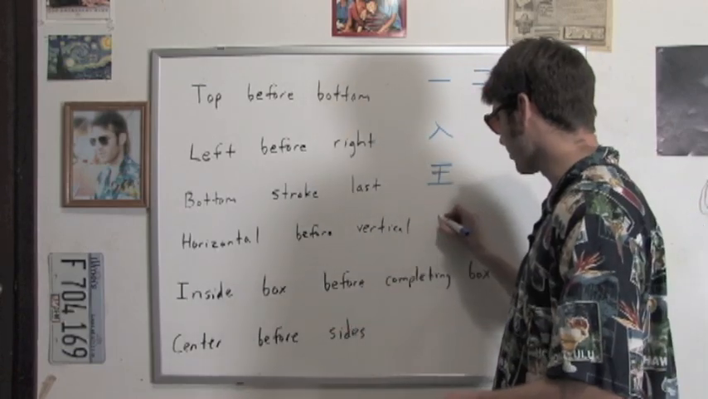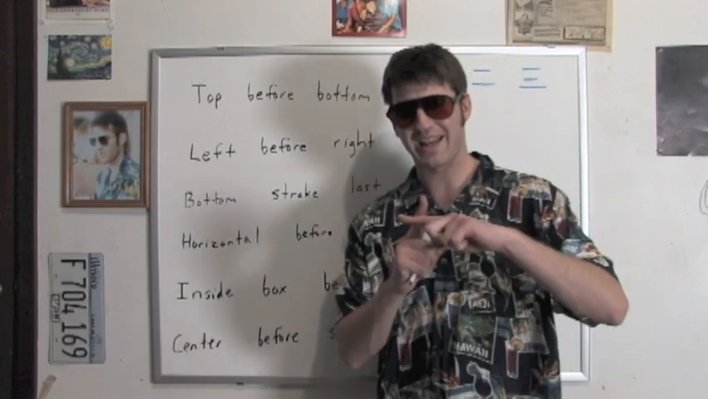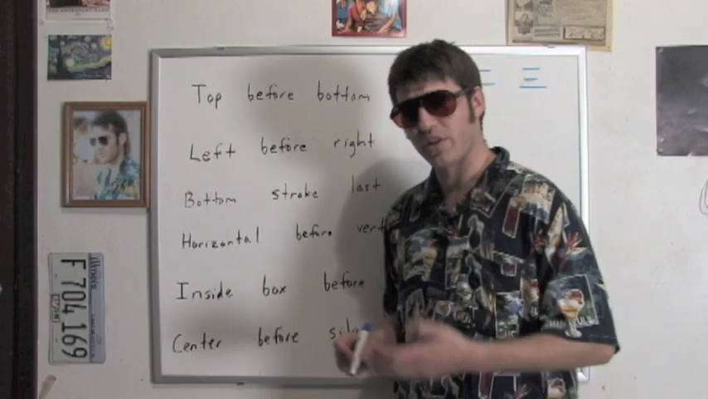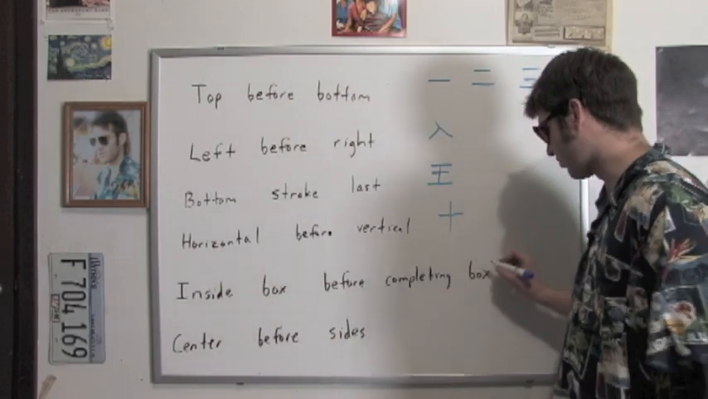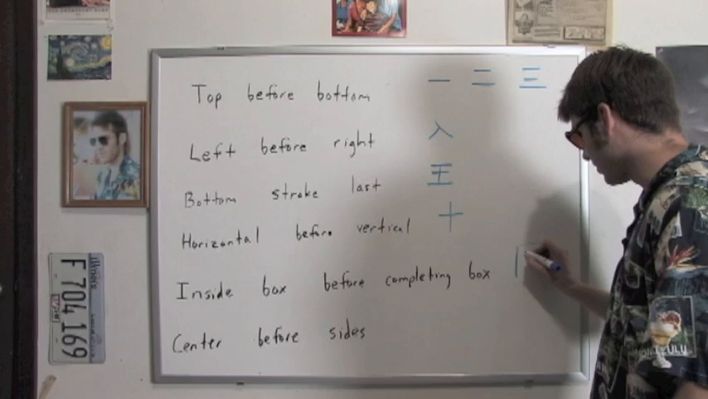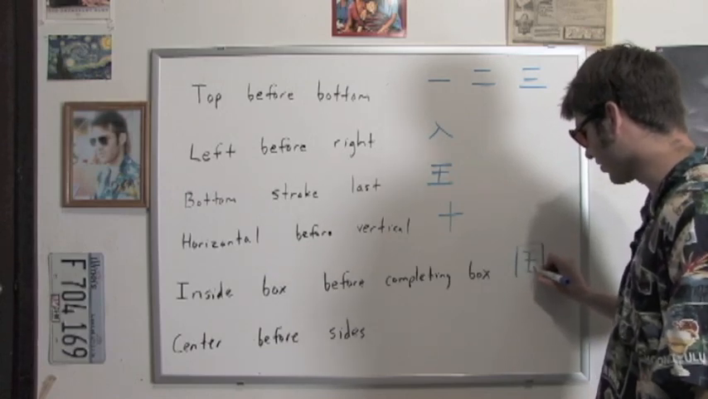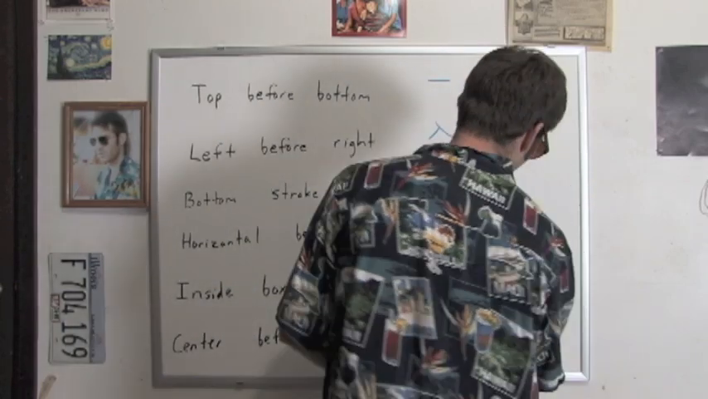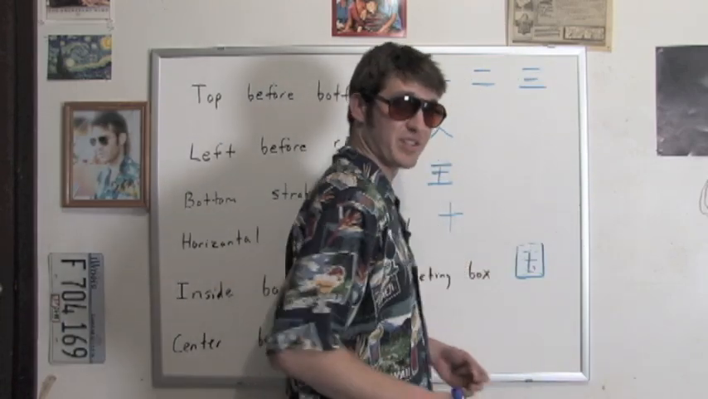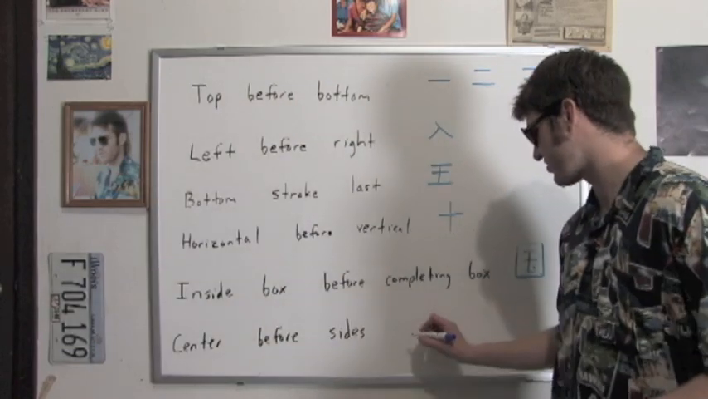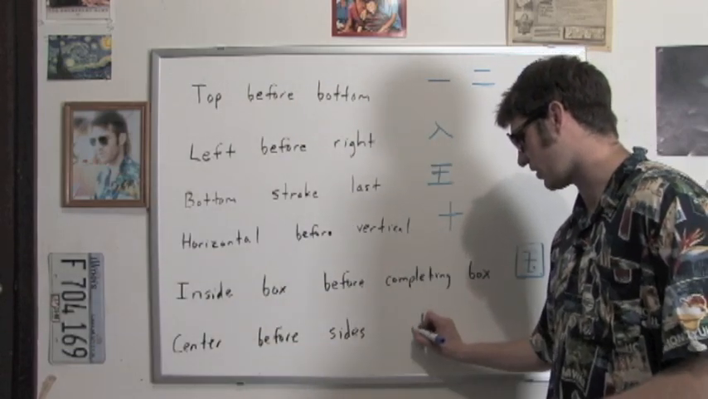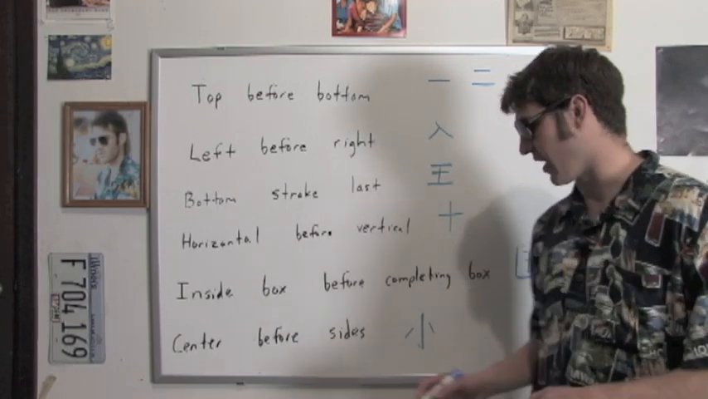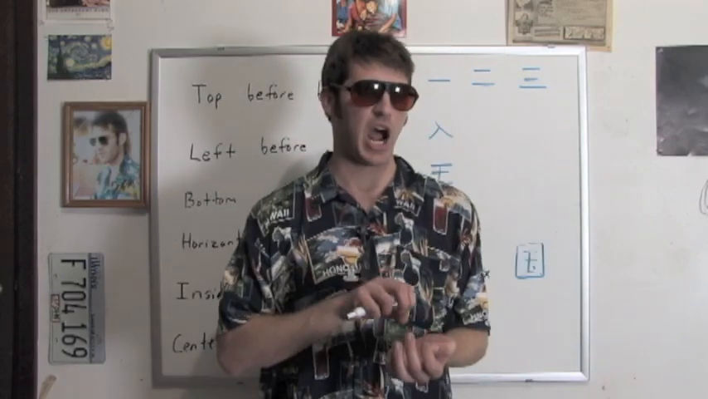Horizontal before vertical. Here's number 10. That's why this is a common hand signal for number 10 in China. So here, horizontal before vertical. Inside the box before completing a box. If you have a box like this, you'd do this. Here's the character for guo, like Zhongguo. I completed the box at the bottom after I finished inside. I don't finish the whole box first. And then the center before the sides. Here you go. There's a shu with a gou, with a hook, and then here I do the sides, and that would be the character for small, xiao.